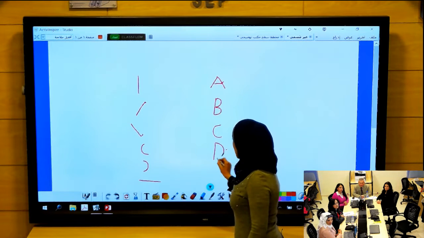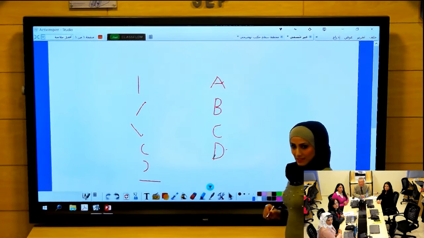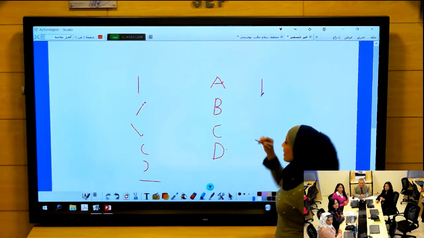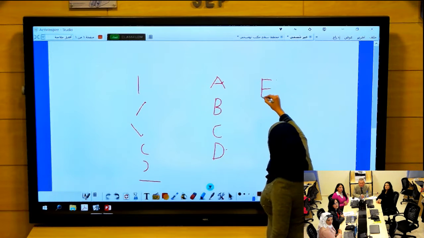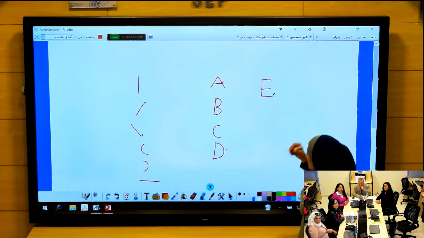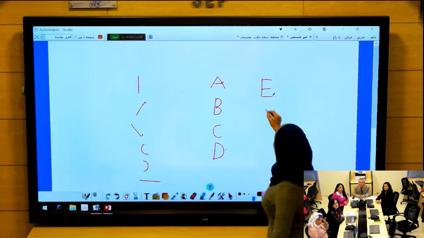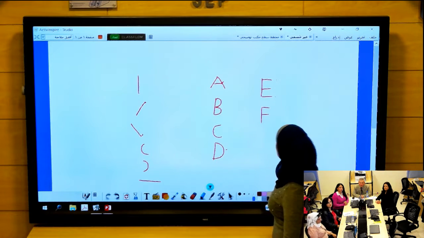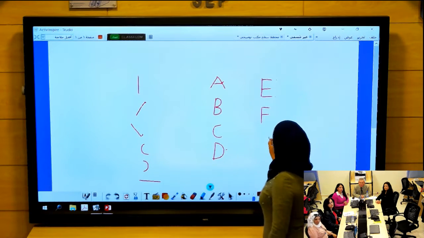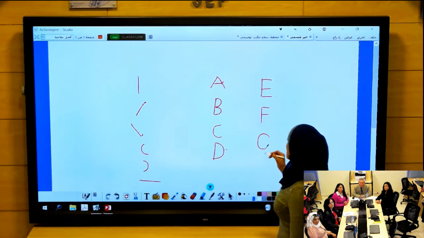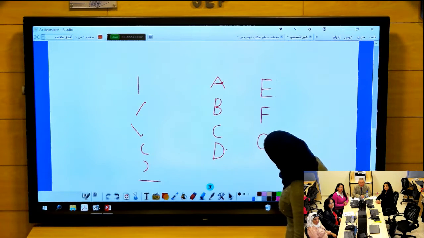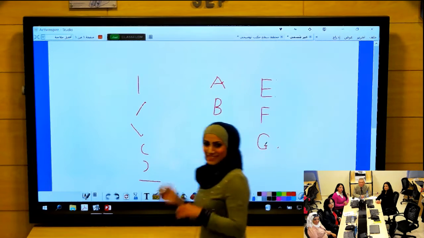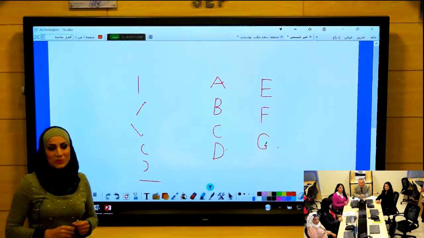Now, E is one standing line and three sleeping lines at the top, in the middle, and at the bottom. F is a standing line and two sleeping lines at the top and in the middle. Now, G is a curve to the left, a small standing line and a small sleeping line this way. So these are some examples of how to draw the letters.